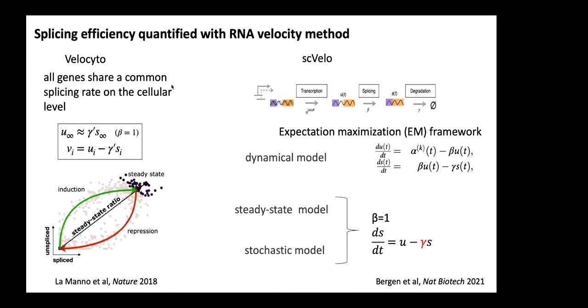To solve this restriction, ICV law uses a expectation maximization framework to infer gene-specific kinetic rates. It defines this model as a dynamic model. At the same time, it also keeps a steady state model. In addition, it has a statistic model which exploits not only the relationship between unspliced and spliced mRNA abundance, but also their covariation.